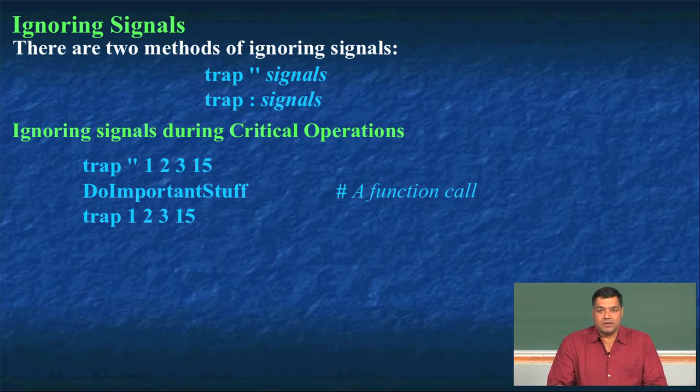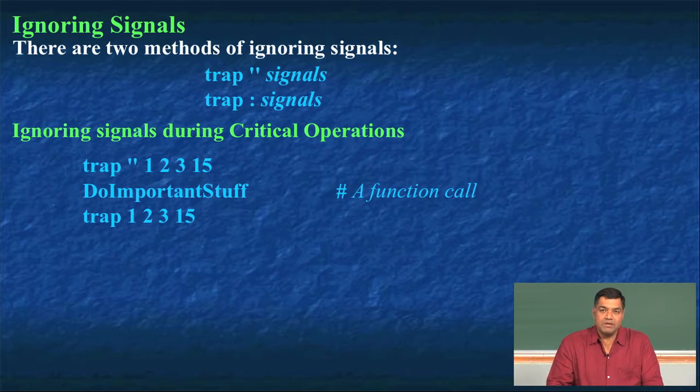Now, here is an example. In this case, we are trying to ignore signals 1, 2, 3 and 15 using the trap and the first syntax, and then we do whatever important stuff we want to do in the shell script, and then finally we enable the trap again by putting trap and then the function name, or you can just put trap and then give these numbers, because of which you will be able to enable the signals back. Now, let us look at it with an example.